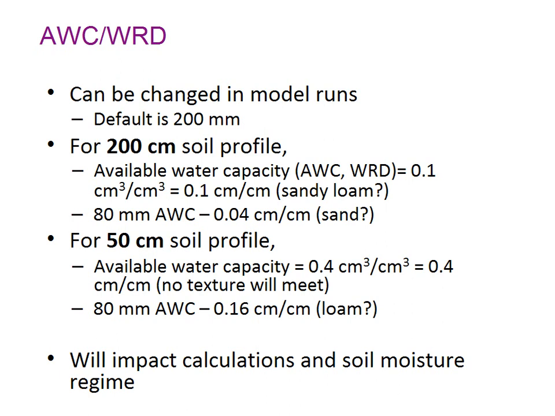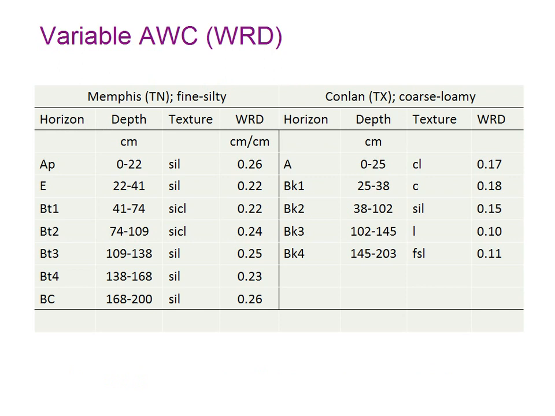Now, if you're going to use the model and you want to think about this, those data are available for all the soils for which bulk density clods were collected at the time of sampling. It's called water retention difference. On the data sheet, it's right out beside bulk density. I've got two soils here that I took from the database. One is a Memphis.